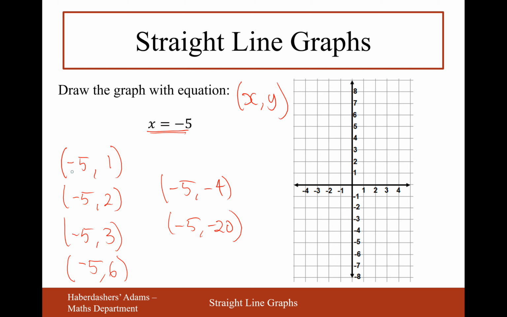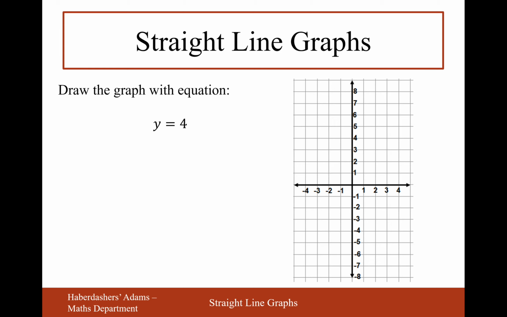So let's plot some of these coordinates. Minus 5, well, I get to minus 4, I could go one more to the left to get to minus 5, and then 1, so here, minus 5, 2, start from the beginning again, minus 5, 3, start from the beginning again, minus 5, 6, start from the beginning again, minus 5, minus 4, and minus 5, minus 20, that'd be way off the scale. So here is the straight line for this equation. This equation here is the curve x equals minus 5, or the straight line minus 5.